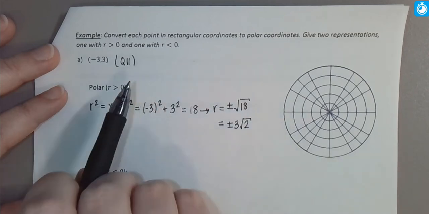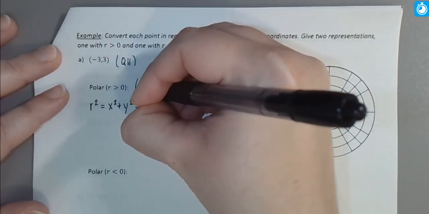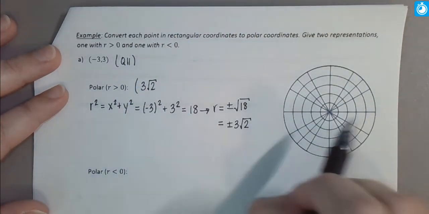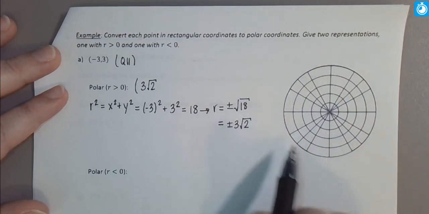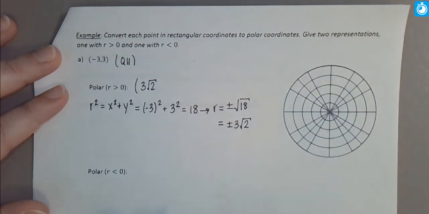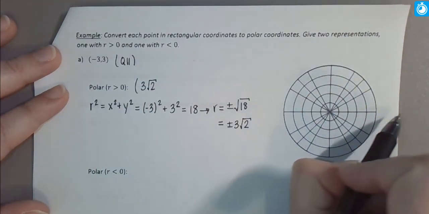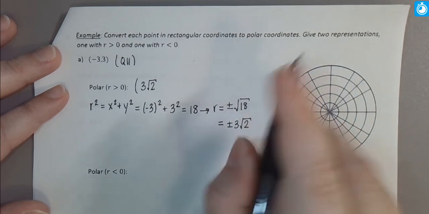Okay, so if we want r to be greater than 0, we know we're going to use positive 3 root 2, which means from a graphing point of view, we're starting along the positive polar axis, and then we're rotating from there. Now, what about our value for theta? So we would need an angle that takes us from the positive polar axis into the second quadrant.